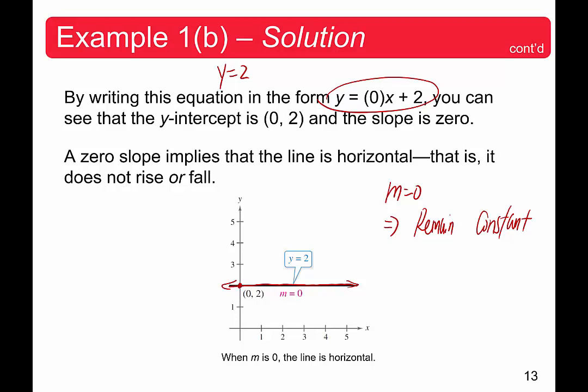Now again, it's a special type of line. If you look at the x-axis, the equation representing the x-axis is y equals 0. And y equal to 2 has the same format as y equal to 0, and that's why they are parallel lines. So all the horizontal lines are parallel to the x-axis. So when slope equals 0, the line is horizontal.